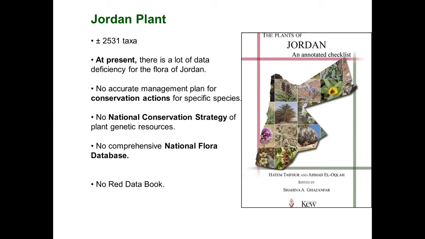Although our knowledge about species diversity is quite good, there is still a significant lack of data regarding population size and the threats to species growth. Additionally, there are no accurate plans to conserve the species, and thus a national conservation strategy is still needed. Therefore, the Jordan plant red list has been initiated by the Royal Botanic Garden of Jordan to produce a comprehensive flora database as a starting point to establish the national red data book.